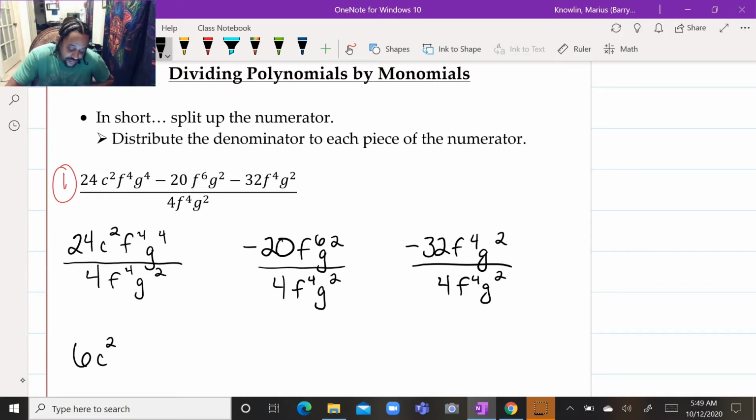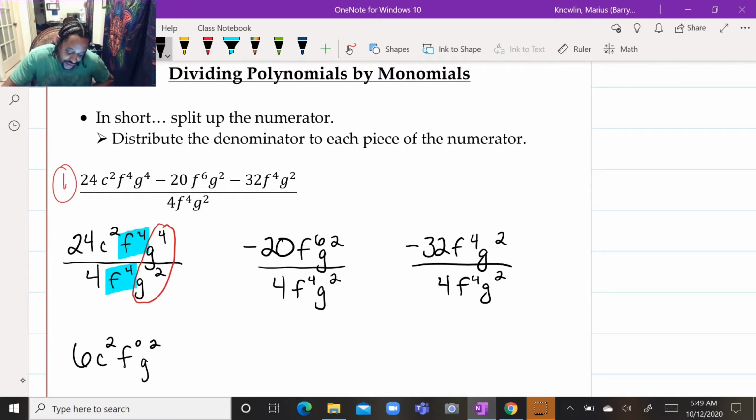Now, we have an f to the fourth and we have an f to the fourth. Both of them have f's, so we subtract. 4 minus 4 is 0. That's going to leave us with f to the 0, and we'll simplify this later. And then we have our g's right here, and we're going to do 4 minus 2. 4 minus 2 is positive 2, so that's going to be g to the positive 2.